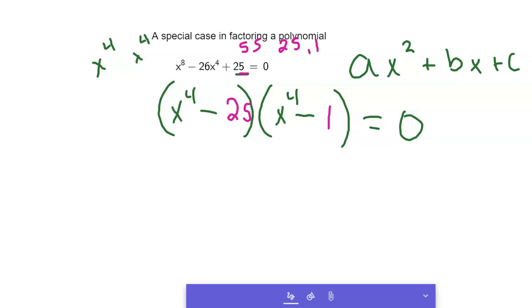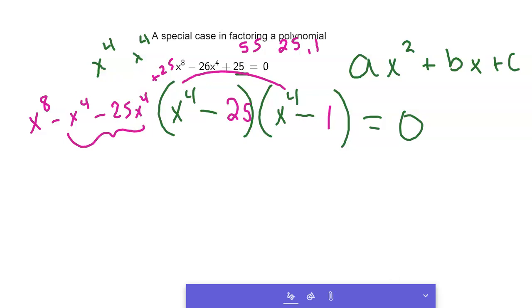And if you check those, I hate to use FOIL, but double distribution. If you distribute the x to the 4th through, just to make sure we factored it right, you'd have x to the 8th, because x to the 4th times x to the 4th is x to the 8th, minus x to the 4th, minus 25 x to the 4th, plus 25. If you add the two in the middle, you get negative 26 x to the 4th, which is what we wanted. Okay, so we've factored that.